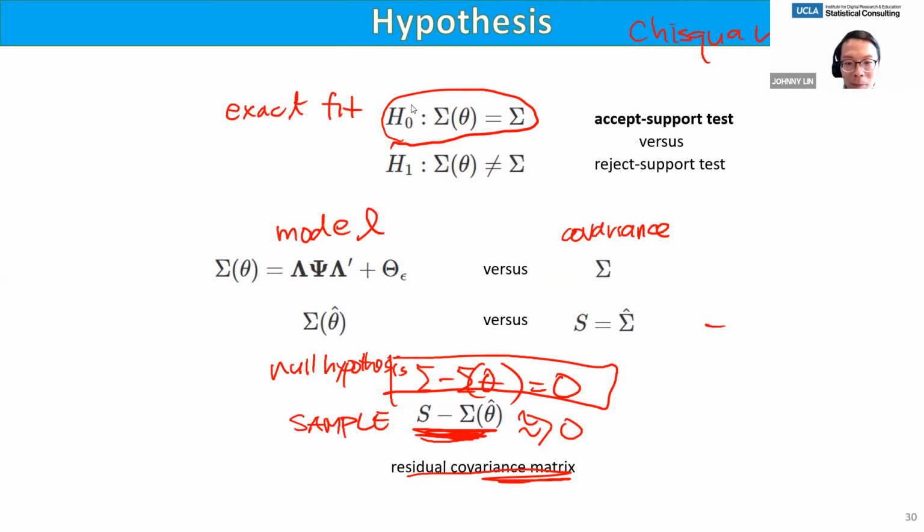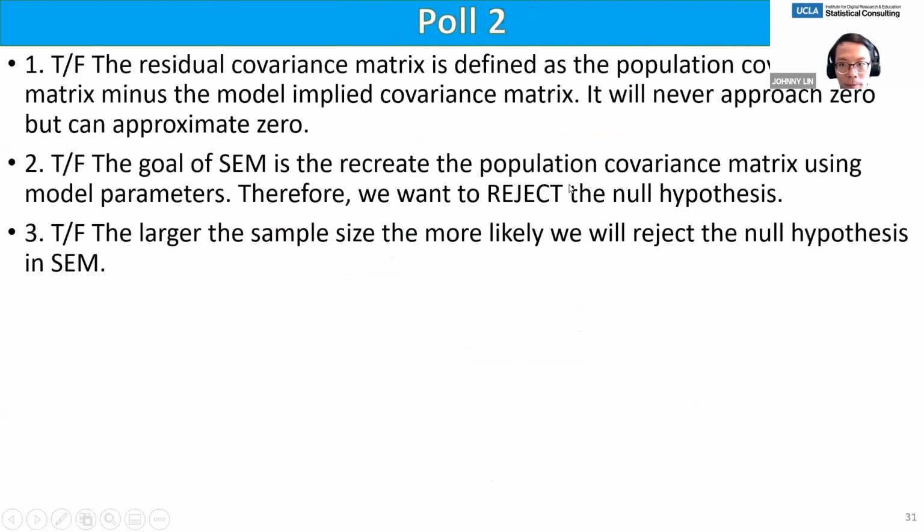Number 2 is false because this is an accept support test, not a reject support test. And you guys got this one: we actually want to not reject the null hypothesis. And 3, the larger the sample size, the more likely we will reject the null hypothesis. And that is exactly why we have approximate fit indices. Any questions about the quiz before we go on?